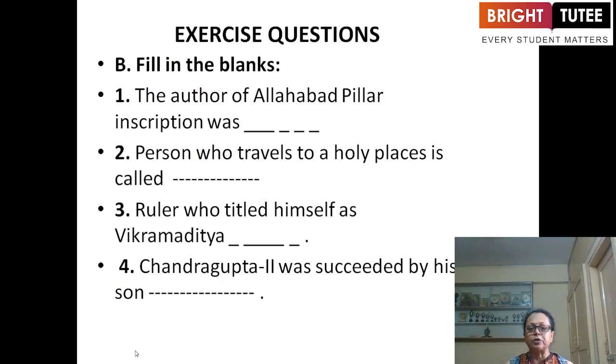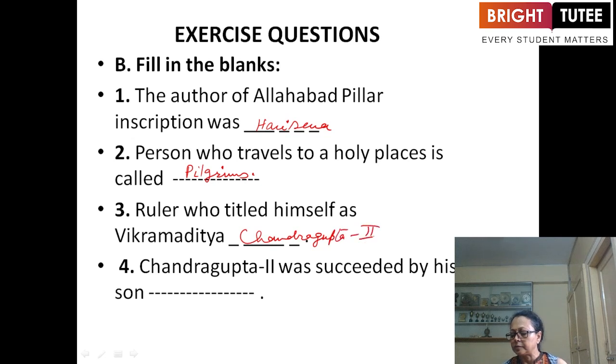The next set of questions is about fill in the blanks. Who was the author of the Allahabad Pillar Inscription? The name is Hari Sena. A person who travels to a holy place is called a pilgrim. The ruler who titled himself Vikramaditya is Chandragupta II. Chandragupta II was succeeded by his son Kumaragupta.